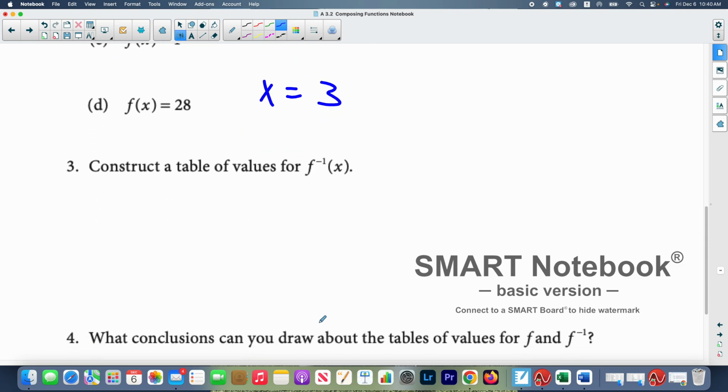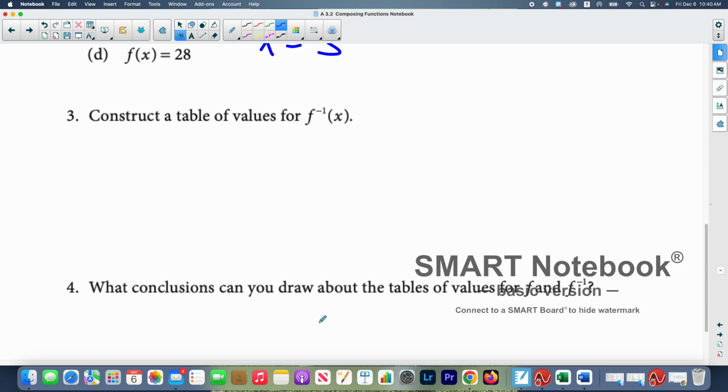On part C, it says construct a table of values for, what is that notation? Inverse. So could we construct a table of values for the inverse? Yeah, just flip. Should be pretty easy, so just flip them. Now, I want you to write it like this, though. I want you to write it x and the inverse of f of x. Number 3 ought to be really easy. All you're doing is taking your other table and flipping it. All right, so go rewrite your table.